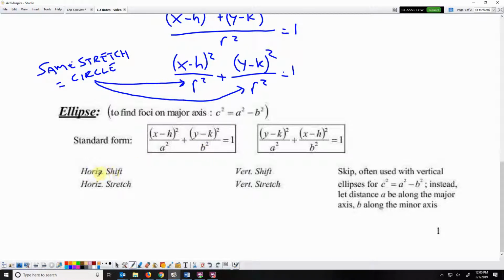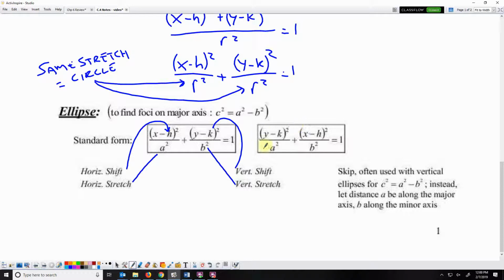Okay, the horizontal shift, that's going to be right here. It's the opposite of h. The horizontal stretch, right there. Okay, the vertical shift, that's going to be represented by k, the vertical stretch, right there.